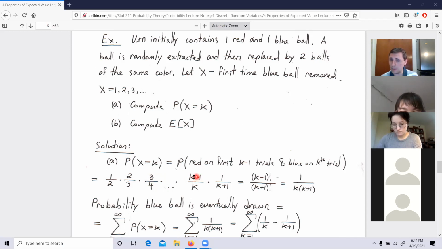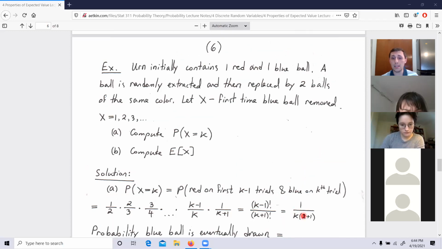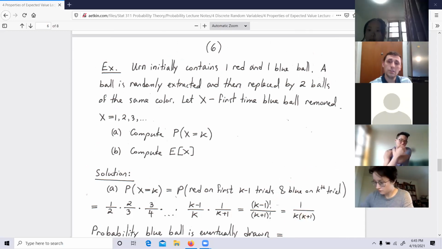k-1 attempt. It's failure. So you have k-1 red balls by that time, and k balls in total. Finally, you do remove a blue ball, so it's 1 over k plus 1, right? Because that's the total number of balls. Now you can simplify everything here. You can see that it's 1 times 2 times 3, so it's k-1 factorial over k plus 1 factorial, and that result is 1 divided by k times k plus 1. Yes?